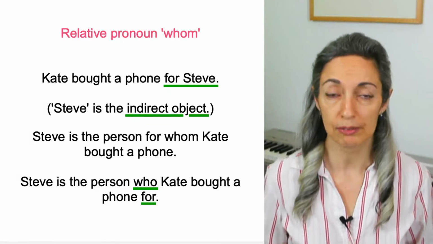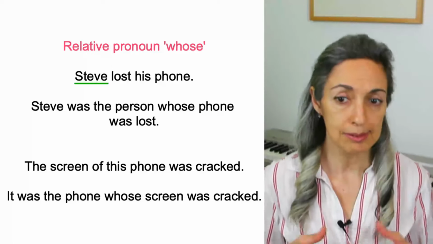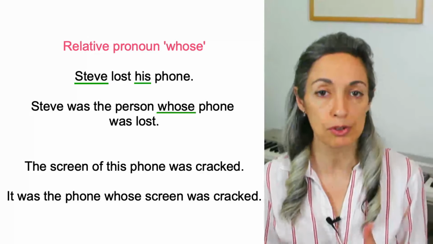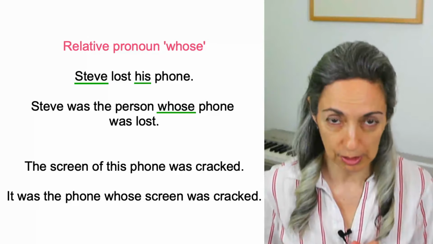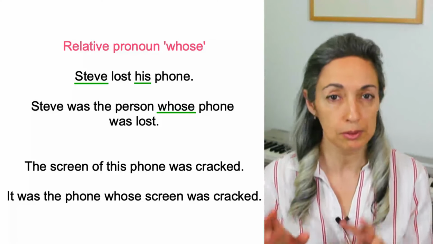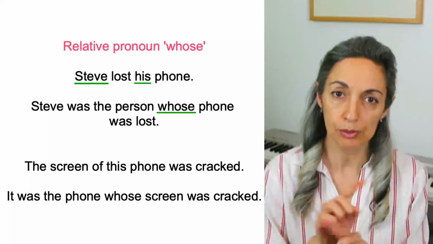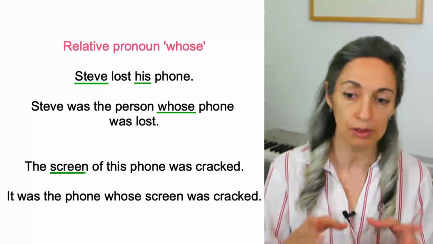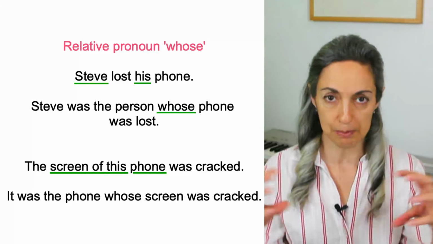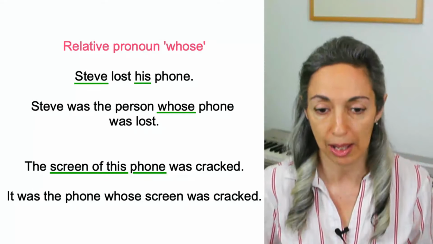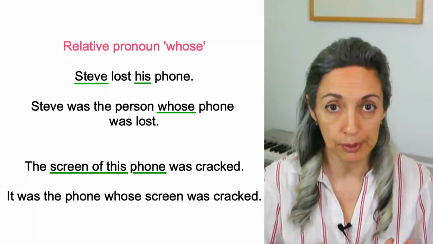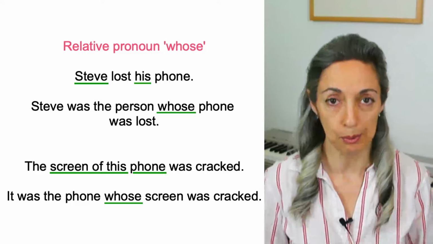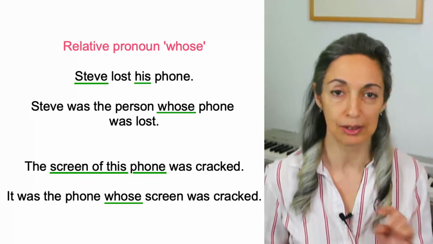Okay, and finally, the relative pronoun whose. Let's say that Steve lost his phone, and we want to mention this. Steve was the person whose phone was lost. One very interesting point about whose is that you can also use it for a possessive relation between two objects. For example, let's say that the screen of this phone was cracked. If I want to combine these two ideas with this relative pronoun, I would say, it was the phone whose screen was cracked.